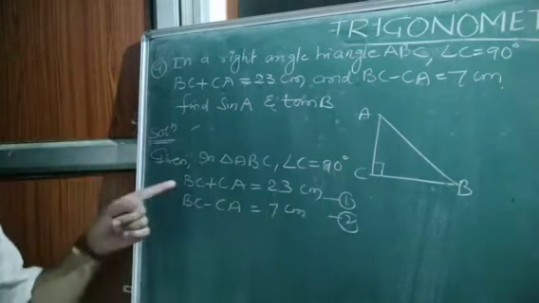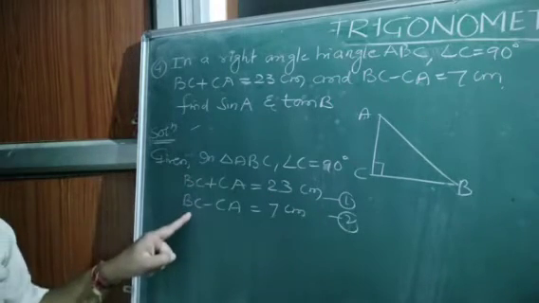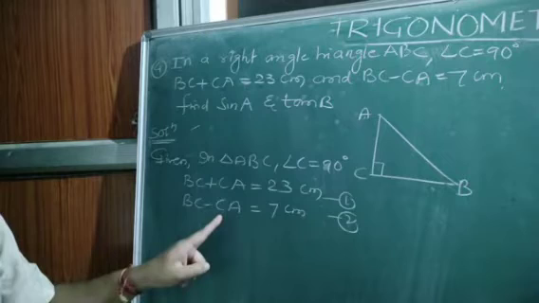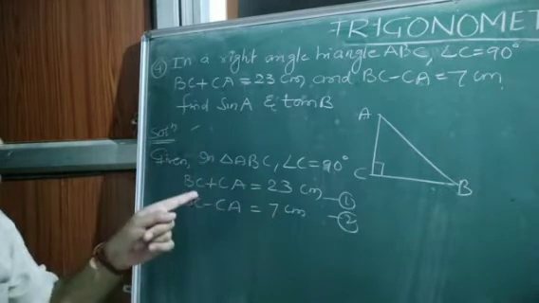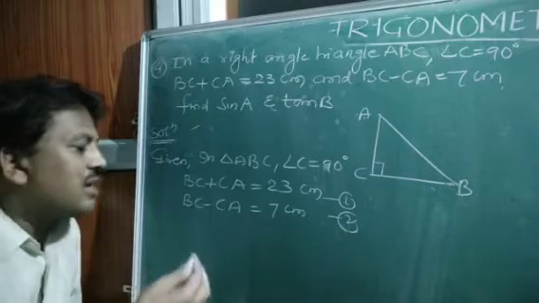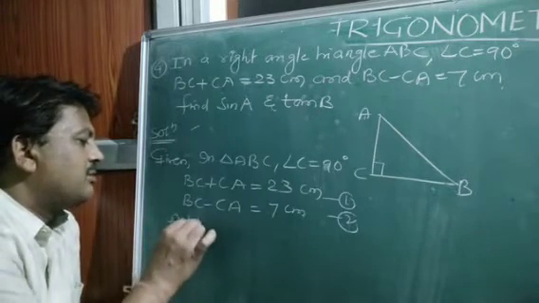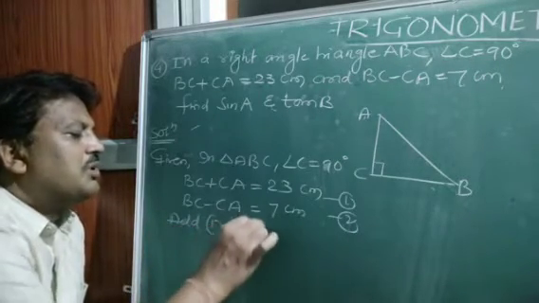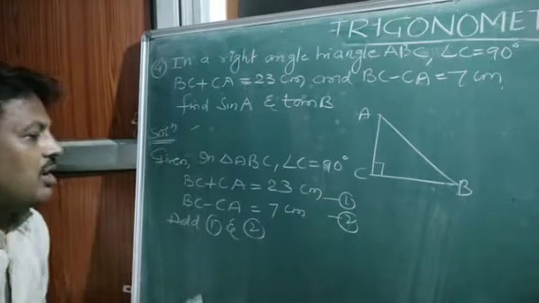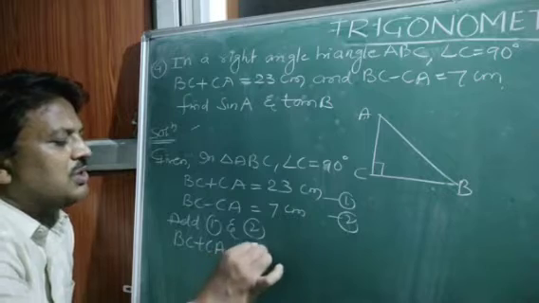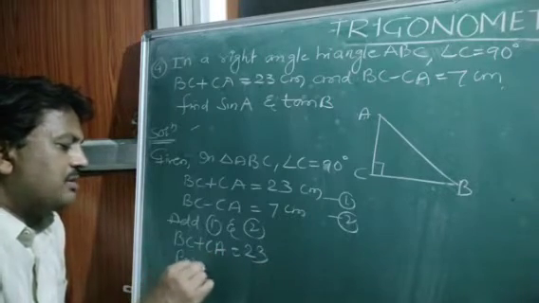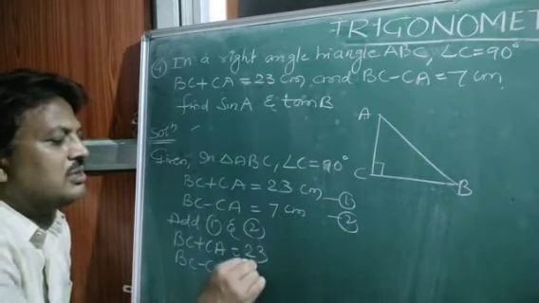See children, if you add them, BC and BC becomes 2BC, and plus CA minus CA will be cancelled. So BC is equal to something, we can get it. It's looking very simple. You just have to add the equations. So add 1 and 2, children. What is 1? BC plus CA is equal to 23 and BC minus CA is equal to 7 centimeter.